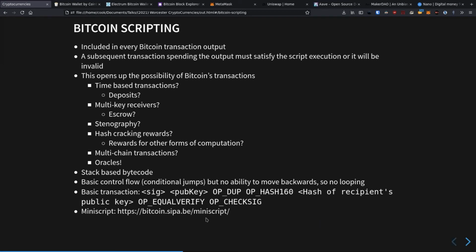And this is a link to a compiler for Bitcoin bytecode, if you're interested in that. It's called Miniscript.